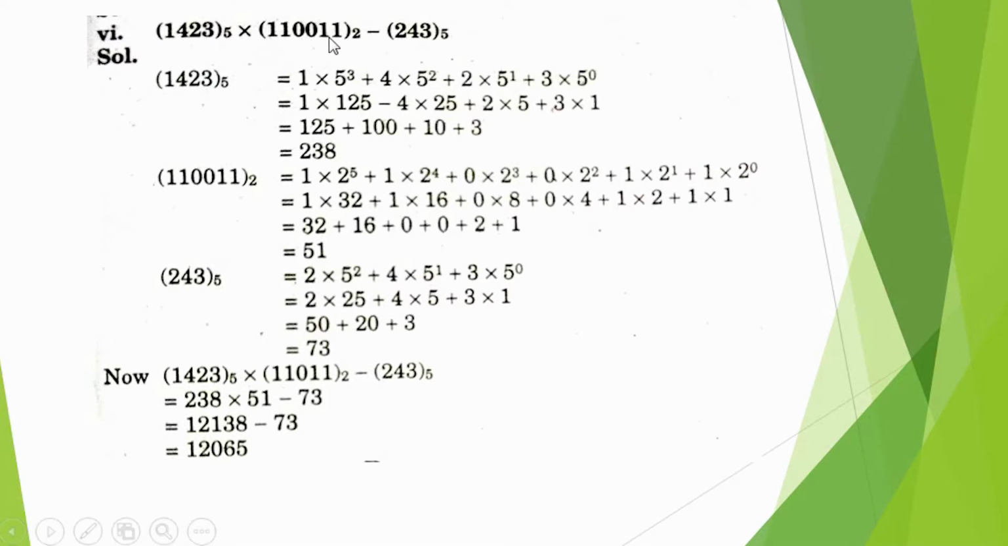Now 1423 base 5 multiply 1100112 minus 243 base 5. Now we multiply these values with base 5: 1 multiply 5, 4 multiply 5, 2 multiply 5 and 3 multiply 5. Now they have powers 0, 1, 2, 3. Now we multiply these values with 1: 5 power 2 is 25 multiply with 4, 5 power 1 multiply 2, 5 power 0 is equal to 1 with 3. Now 125 plus 100 plus 10 plus 3. When we add these values, 238.